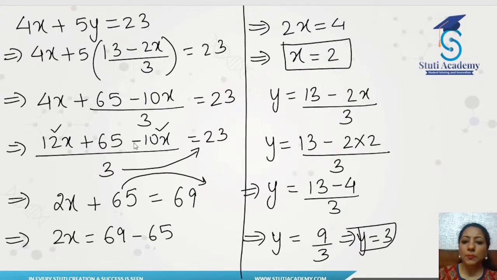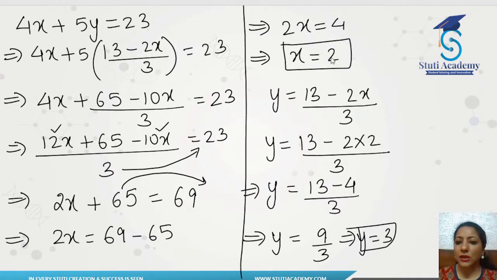Now we'll simplify this. Once this is simplified, we have actually brought this down to a linear equation in one variable, which we know how to solve. We've already studied this in grade 7 and 8. Now we've got a linear equation in one variable and we've solved this. We've got x is equal to 2. So now we know x equal to 2.